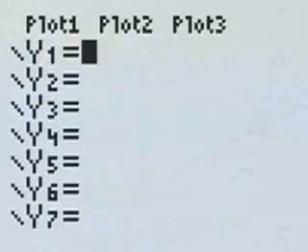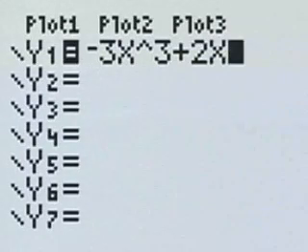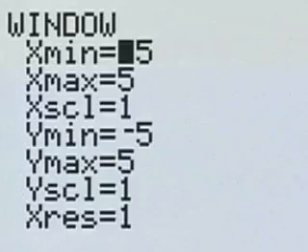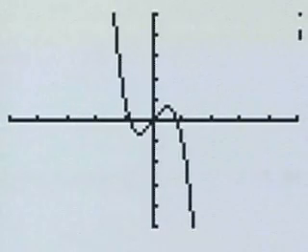We can check this graphically then. Let's use a grapher. We'll press y equals, and we'll enter the function. The function is negative 3x cubed plus 2x. And we'll use the window that we had set previously. X is going from negative 5 to 5, and the y is going from negative 5 to 5 as well. And when we press graph, we see a graph that is symmetric with respect to the origin.